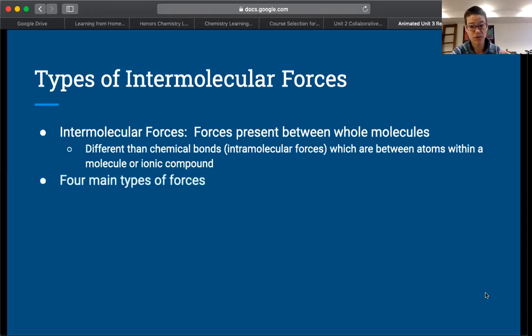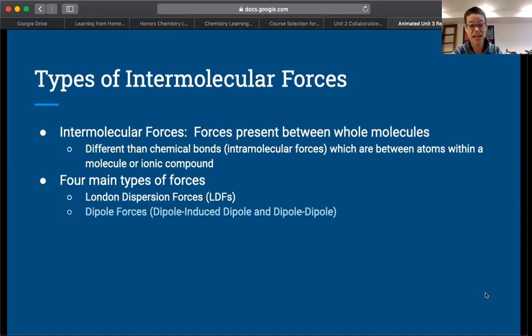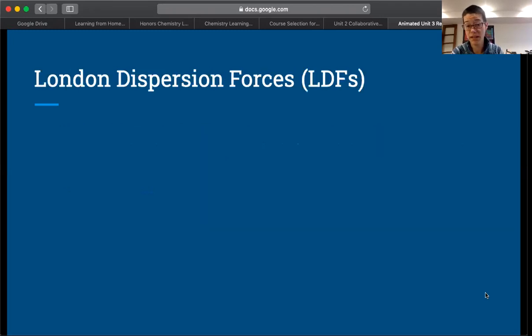Okay, so our 4 main types: the London dispersion forces, dipole, hydrogen bonding, which we hate the fact that they use the word bonding there because it's not a bond, it's a force, and ion-dipole. Okay, so we're going to go through them in that order.